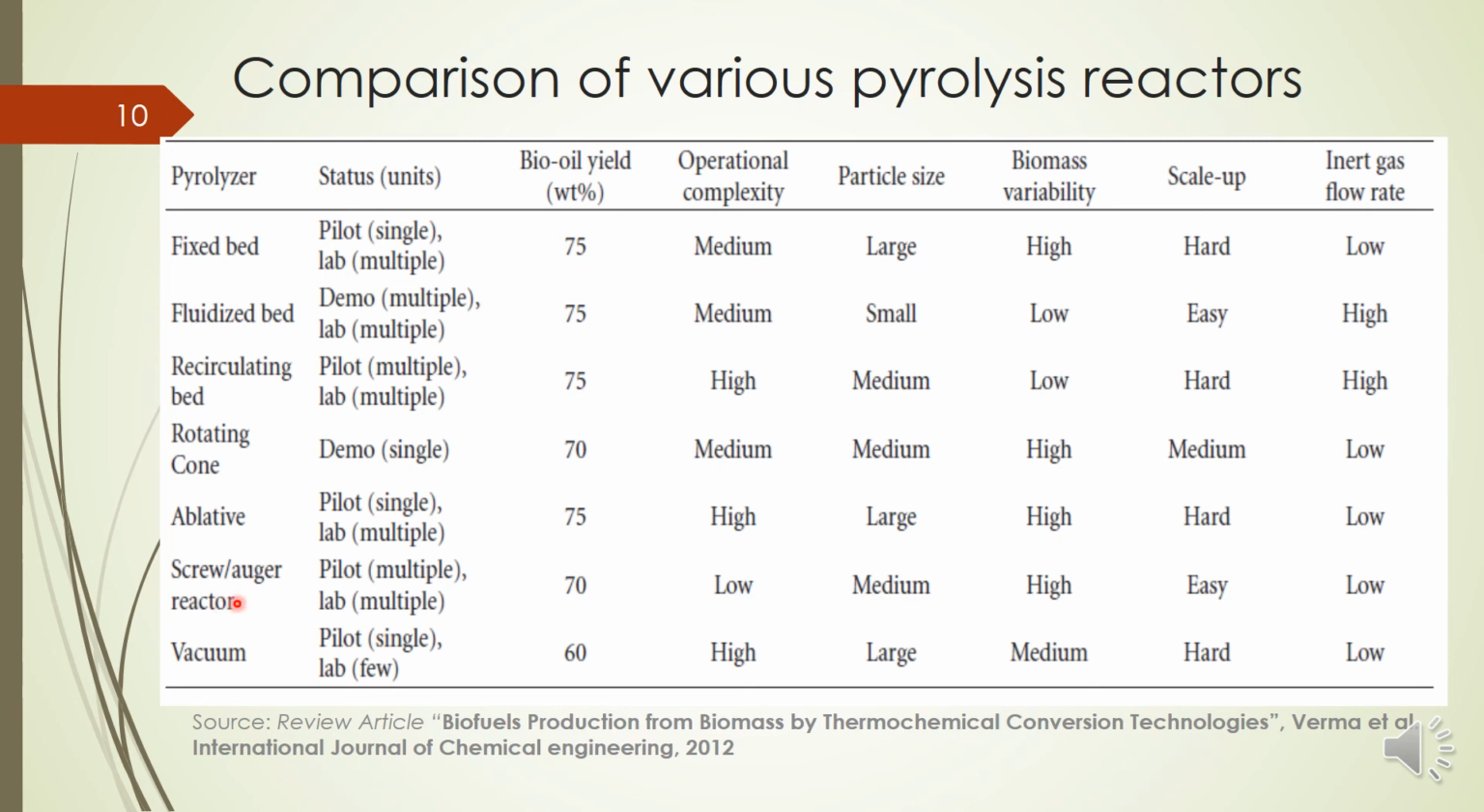And then we have the screw type reactor or Auger reactor. Here operation is very easy, complexity is low, a medium size biomass can be used, and it's very much suitable for large scale. So large scale pyrolysis is suitable for only two: one is the fluidized bed, and the other is the Auger reactor. And here also the inert gas is not at all required. Then we have the vacuum reactor. Here also we can use very large biomass, but this is not suitable for scale up.